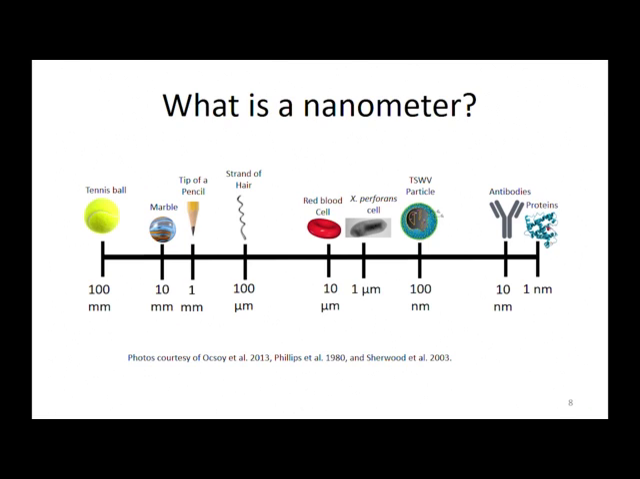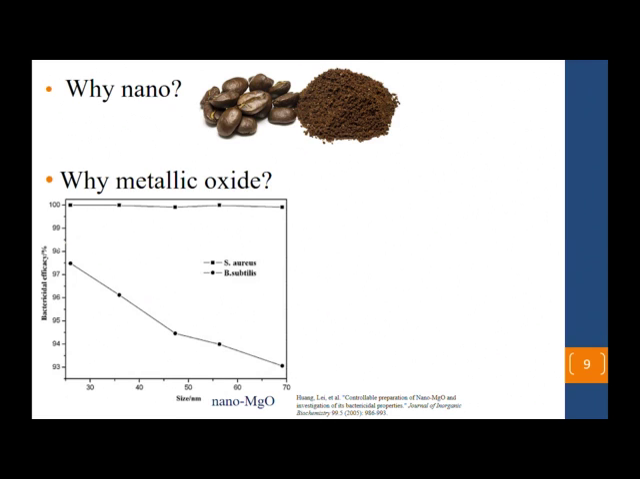If you have a thread of hair over here, it's 100 micrometers, and our pathogen, the Xanthomonas perforans cell, is 1 micrometer. So it is 100 times smaller than the diameter of a thread of hair. And the material we are using now is around 100 nanometers, so it's 1,000 times smaller than the diameter of the thread of hair. So it's really small. So why do we use nanomaterials?